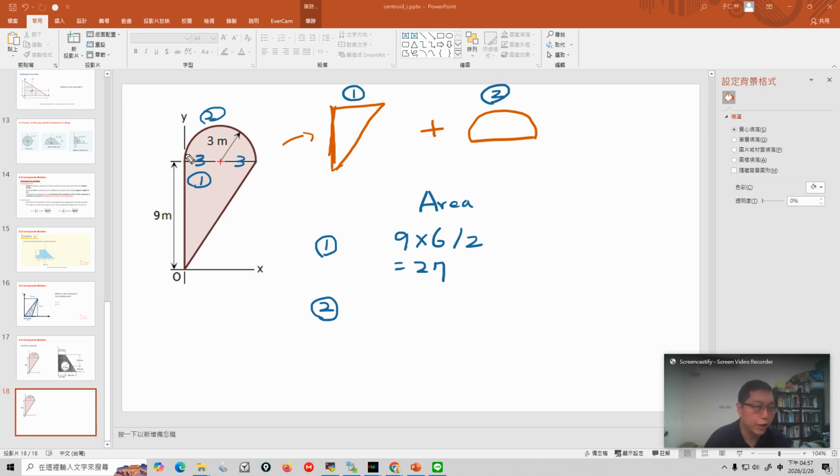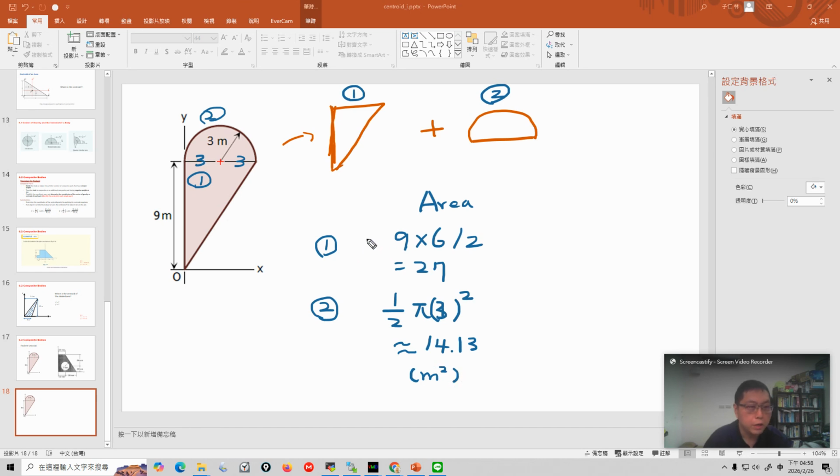What's the area for area 2? It's a semicircle, so it's 1/2 pi r squared, and r is 3. Don't forget the square. The value is about 14.13 meters squared.